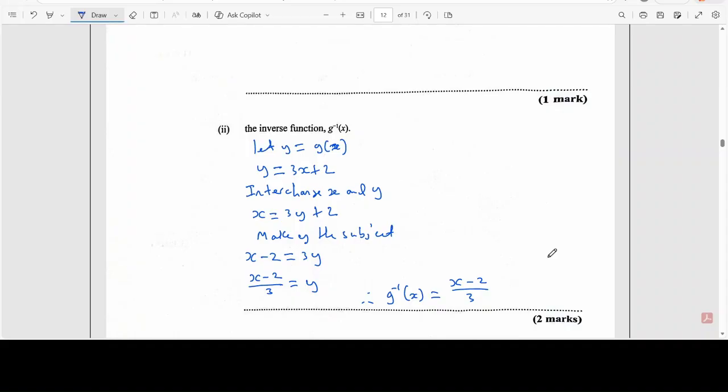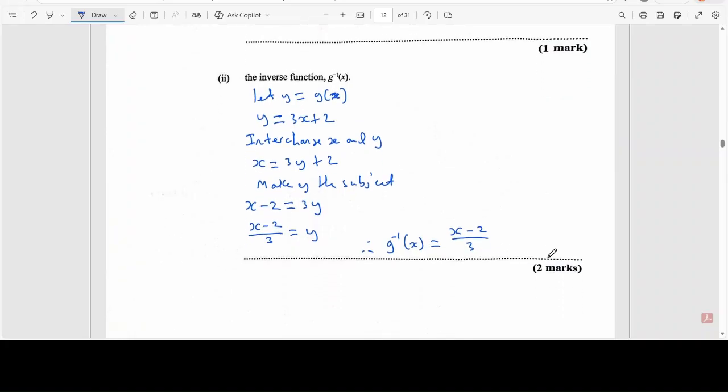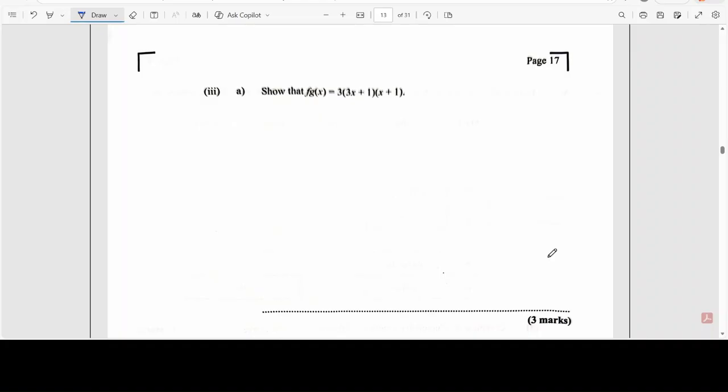You don't have that? Alright, show that f of g of x is equal to 3, open bracket, 3x plus 1, close bracket, x plus 1. Right, so we want to put g into f, right? So we want to find f of g. Where's g again? 3x plus 2.